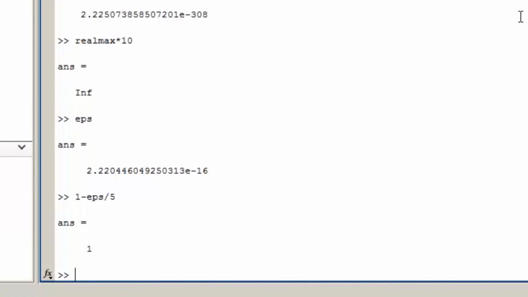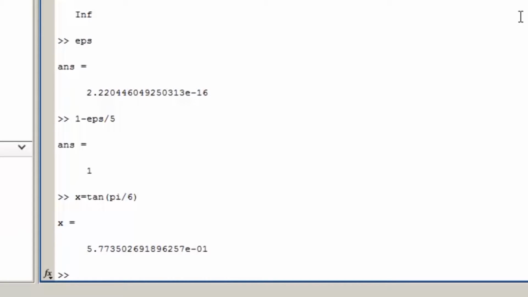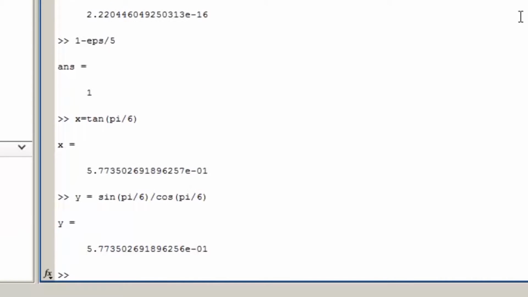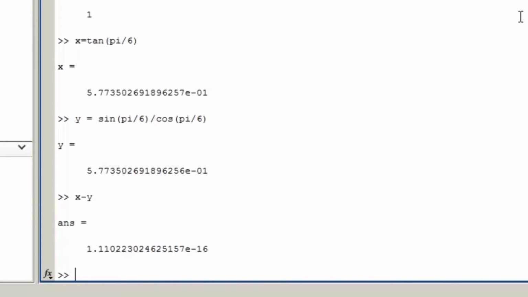As you may guess, one problem associated with finite precision arithmetic is its use in logical operations and decision making. As an example, the tangent of a number is just the ratio of the sine to the cosine of that number. So if I calculate a variable, x equals tan of pi over 6, this should be equal to the sine of pi over 6 divided by the cosine of pi over 6. So I'll create a variable y that's the ratio of the two. If I take the difference between these, I should get 0. So x minus y is not 0.